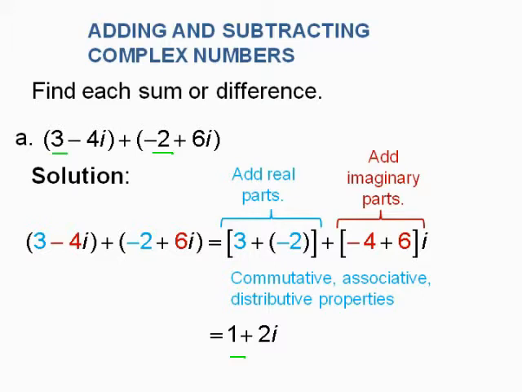And then we'll take a different color here, and we'll underline the i's. Minus 4i plus 6i gives us plus 2i. So it's really just adding the real parts together and the imaginary parts together whenever you add complex numbers.